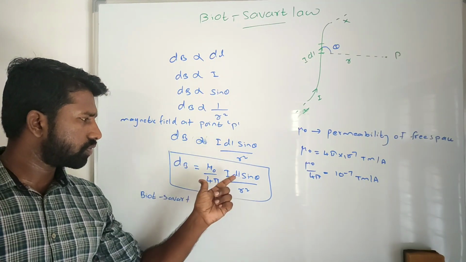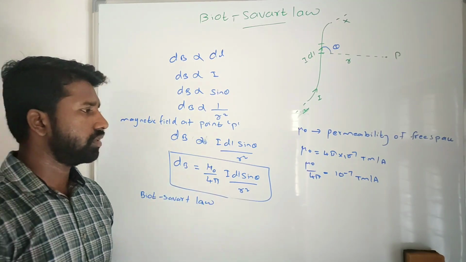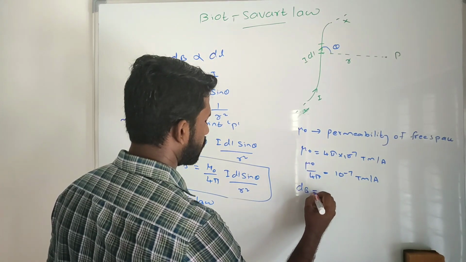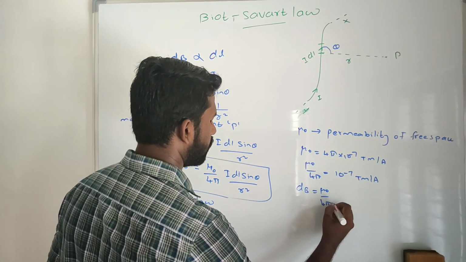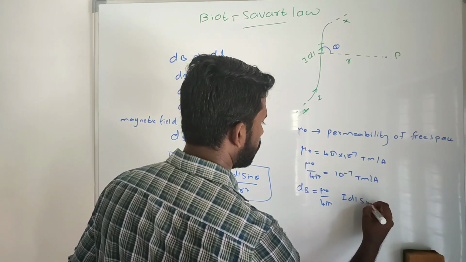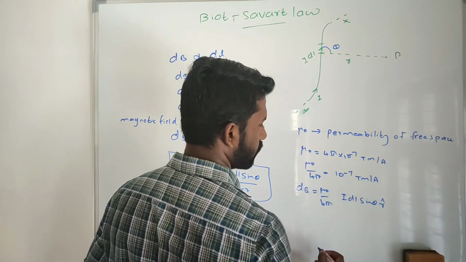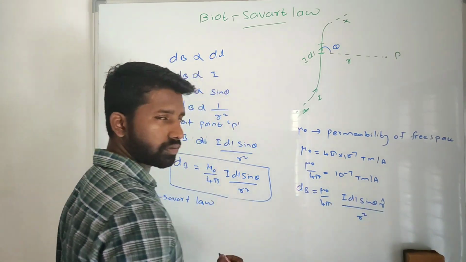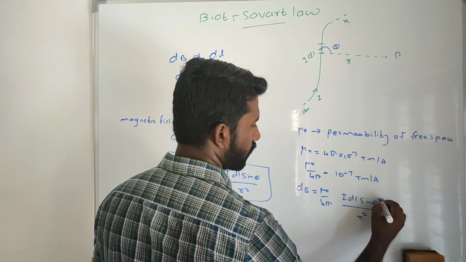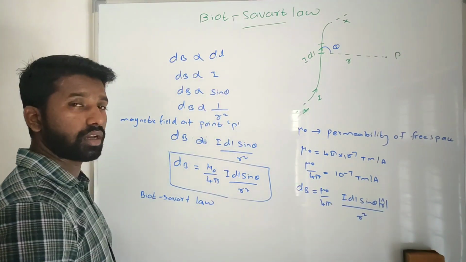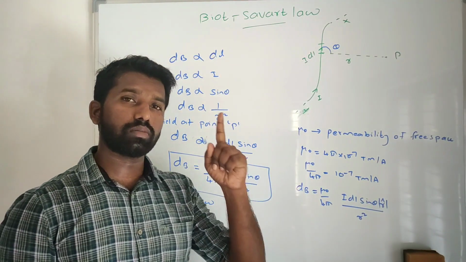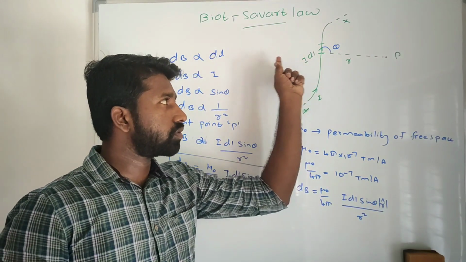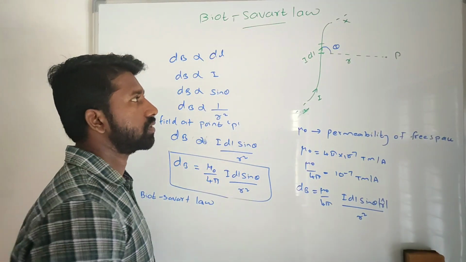In this, we have to write the law in vector form. How can we write it in vector form? dB is equal to mu 0 divided by 4 pi times I dl sin theta into r cap, divided by modulus of r cap into r square. This r cap is a unit vector that I have inserted here. What is the magnitude of the unit vector? The unit vector magnitude is 1. So r cap is a vector which gives the direction of r.